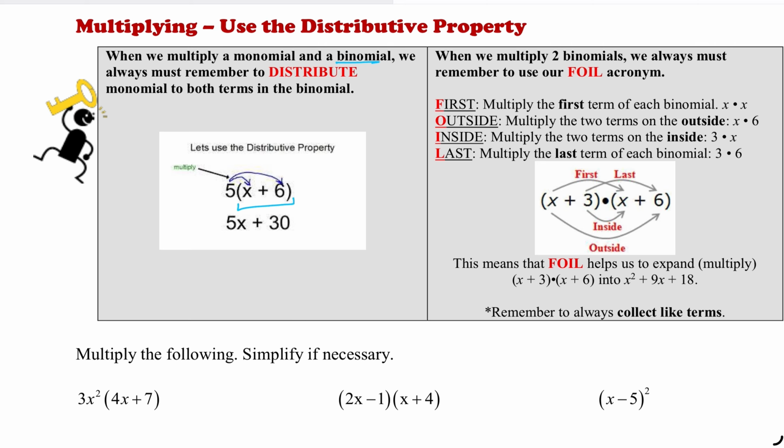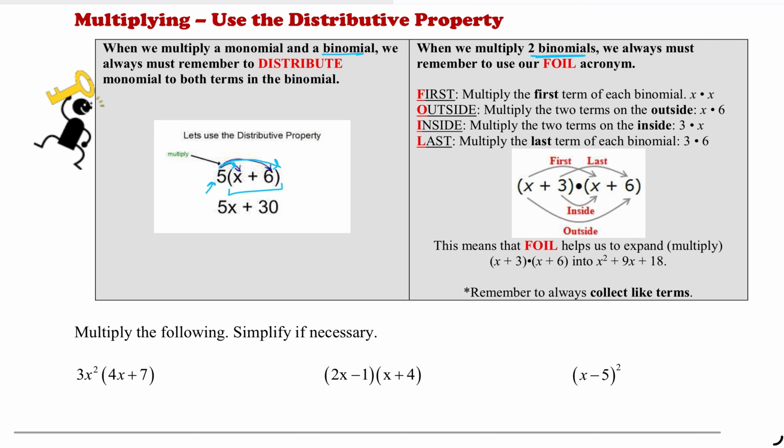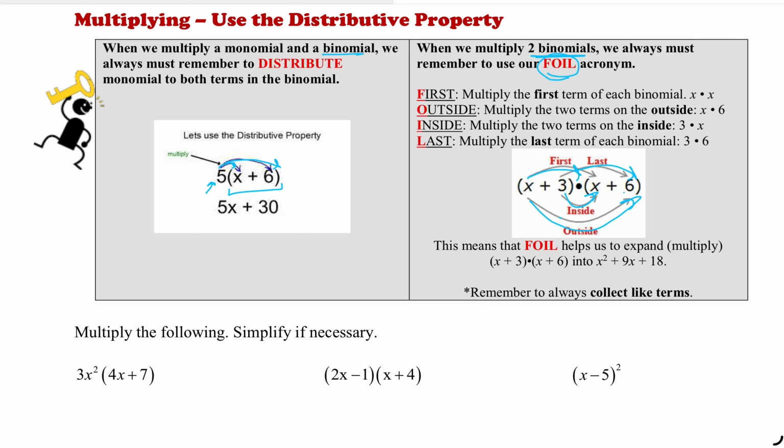You just distribute by multiplying. Okay, if there are two binomials given to you, you use the FOIL method. So first multiply the term that is outside with each of the binomial. So first, then outside, so from x to 6, and then inside, which is 3 times x, and then 3 times 6, which is 18. Okay, so that's your FOIL method. First, outside, inside, and last.